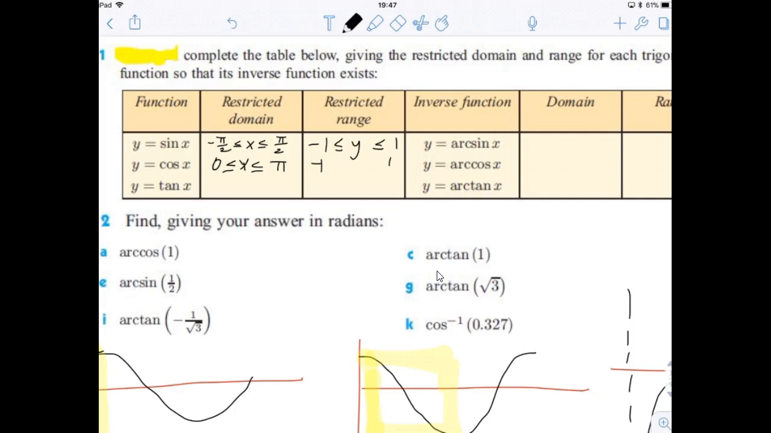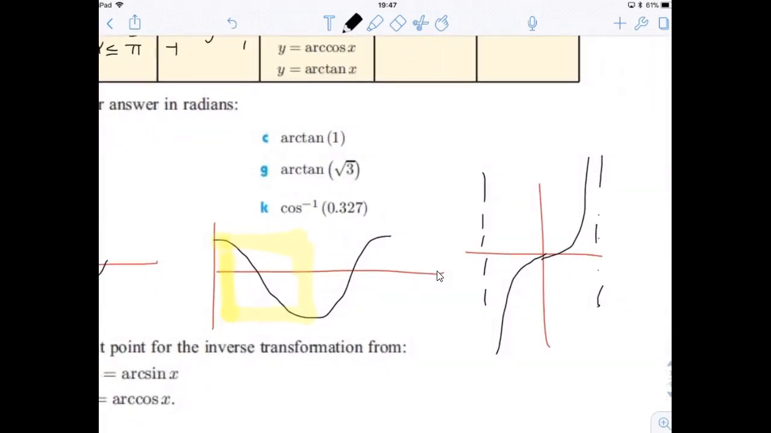Okay? What about tangent? Tangent looks kind of like this, if you remember. It goes from -infinity to infinity from the y point of view. Now, from the x point of view, it goes from negative pi over 2 to pi over 2. Okay? And when you reflect it over the y equals x diagonal line, you end up with something that kind of looks like this.